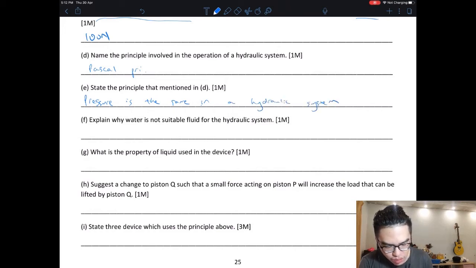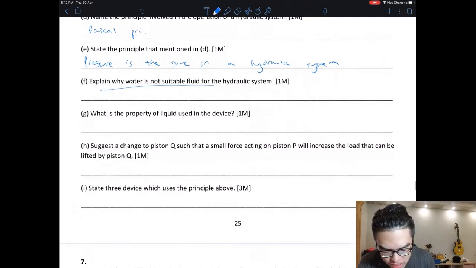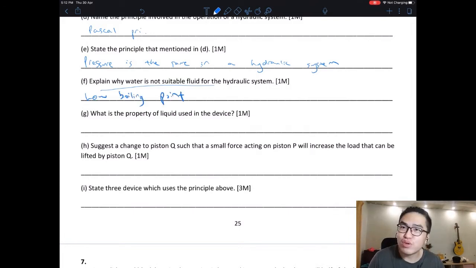Explain why water is not suitable. Here's the thing. Any liquid can be used in the hydraulic system, but why don't we use water? Because water has a low boiling point. Your brake uses hydraulics. Why don't we use water in the brake system? For brakes, you use brake oil. You use brake fluid. You ask your dad, he will know.